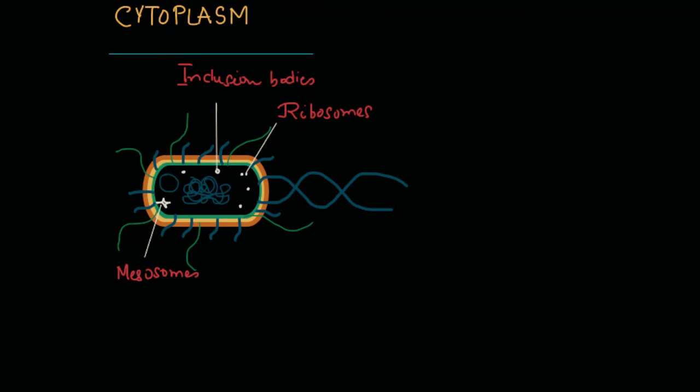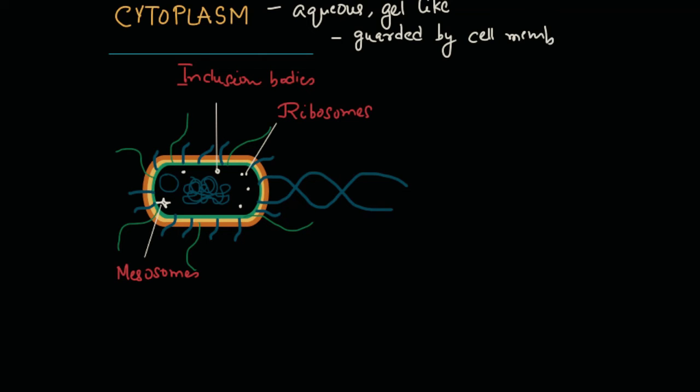Now we will discuss about cytoplasm and the various structures present in the cytoplasm of the prokaryotic cell. Cytoplasm is an aqueous, gel-like compartment. It is guarded by the cell membrane. So the layer of the cell envelope which is in contact with the cytoplasm is the cell membrane. It hosts various structures in the prokaryotic cell like the ribosome, mesosome, inclusion bodies. So now we will discuss about ribosomes.